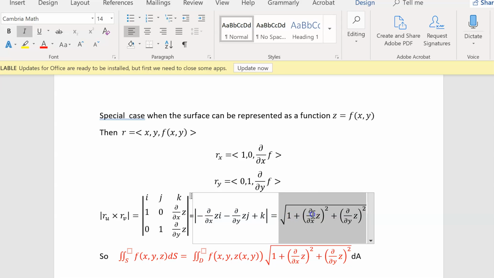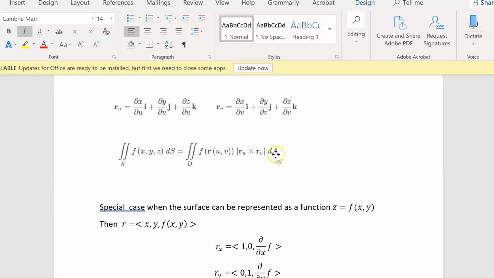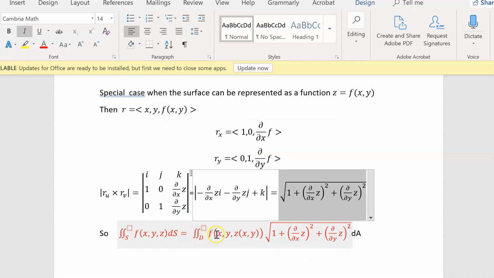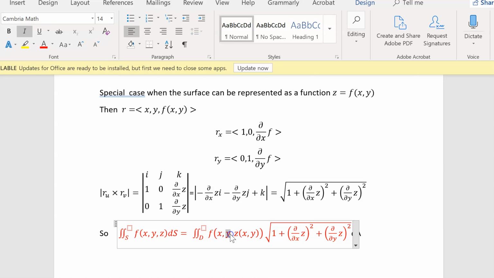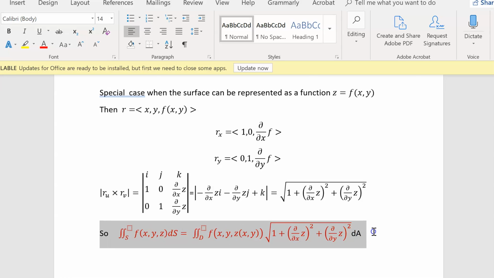So this is the junk which actually comes into this place. So this becomes very simple. The surface integral actually becomes the integral over D, the region, of f of r of uv. If uv means xy, because u is x and v is y, then f of uv, and the ru cross rv magnitude actually becomes this stuff over here. So this becomes quite a nice formula that you can use, and we will see how it is used in the next example that I'm giving.